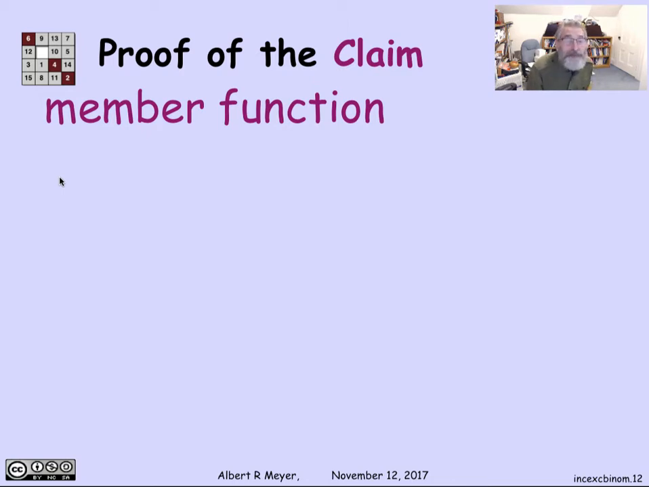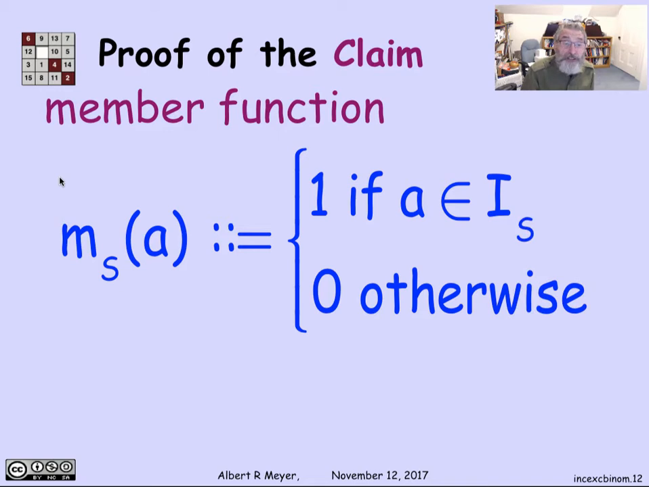Well, the trick is going to be to introduce the membership function for the intersection. So m sub S of a tells me whether or not the element a is in the intersection of the capital A_i's specified by S. So it's 1 if little a is in the intersection specified by S, and it's 0 otherwise. Okay.